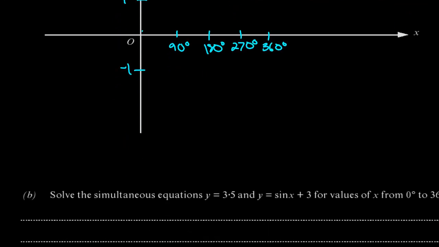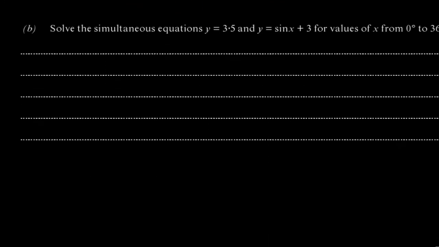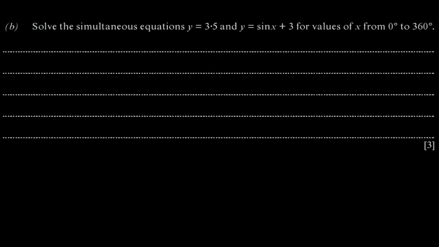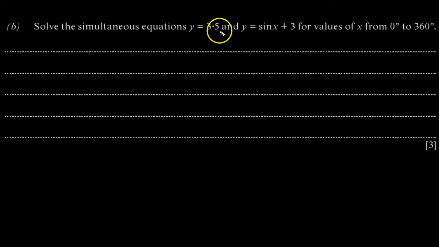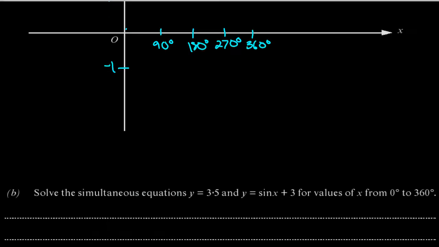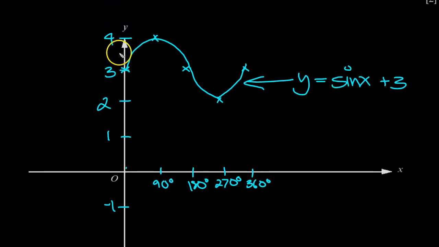So now let's move down then, part B. Turn our attention to this. Solve the simultaneous equations y equals 3.5 and y equals sine x plus 3 for values of x from 0 to 360. So y equals 3.5. If we look along the sketch, if I draw the line at 3.5, there are going to be 2 solutions, one here and one here. So that's in the first and second quadrants.